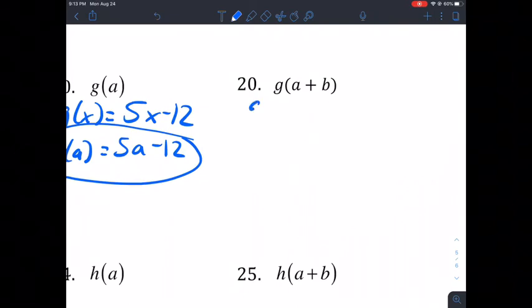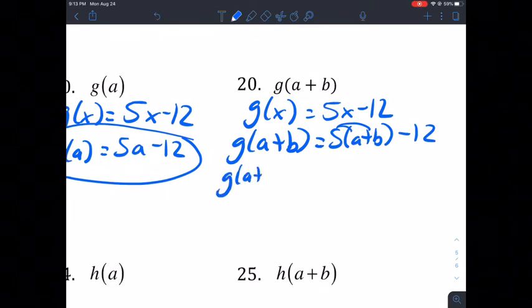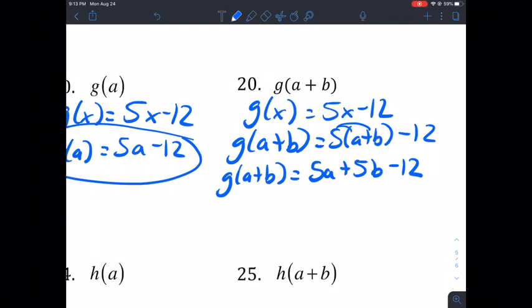So now for number 20. We know that g of x is 5x minus 12. And what we need to do is plug in a plus b. So we're going to have 5 times a plus b minus 12. Now this one's a little bit trickier. Here, we're going to have to distribute. So we're going to end up with g of a plus b equals 5a plus 5b minus 12. In this case, there's no like terms that you can combine, so you are again done.